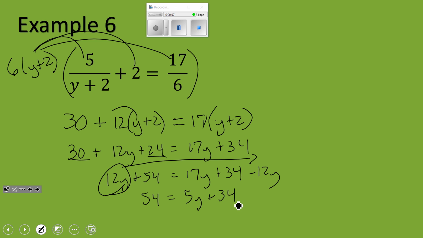Everybody with me? I don't want to go too fast, so tell me to slow down if I need to. From there, I'm going to move this over and subtract 34, so 20 is equal to 5y, so y would be equal to 4. Is 4 an okay answer? Yes. What could y not be? Negative 2. Very good.